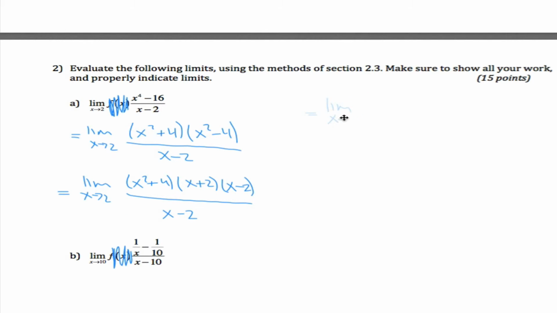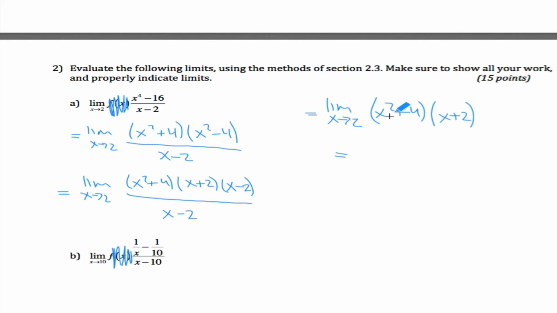The limit as x approaches 2 of x squared plus 4 times x plus 2. And this as a function is continuous. It's continuous everywhere, but most importantly, it's continuous at 2. And so I can evaluate the limit by taking advantage of continuity.